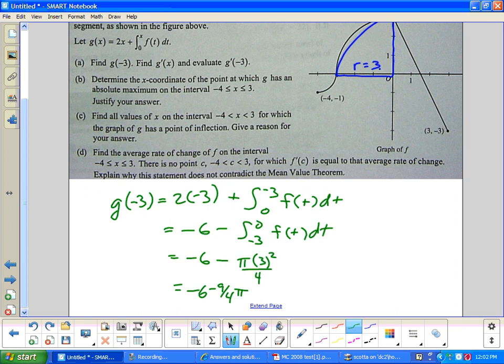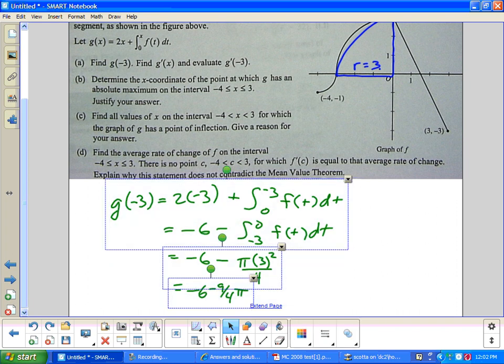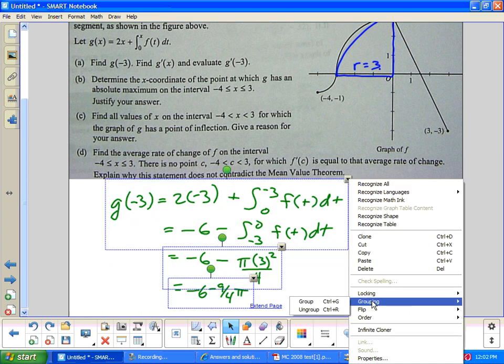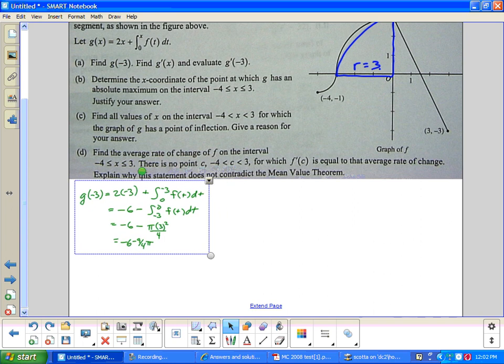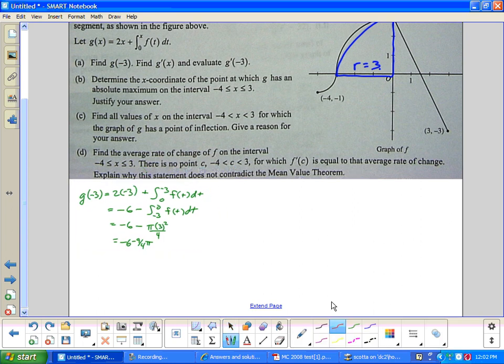The next one is to get g prime of x. They want the derivative, which I've got to believe is going to be a point here too. And again, this is back to some of our fundamental things. If I do that in red here.